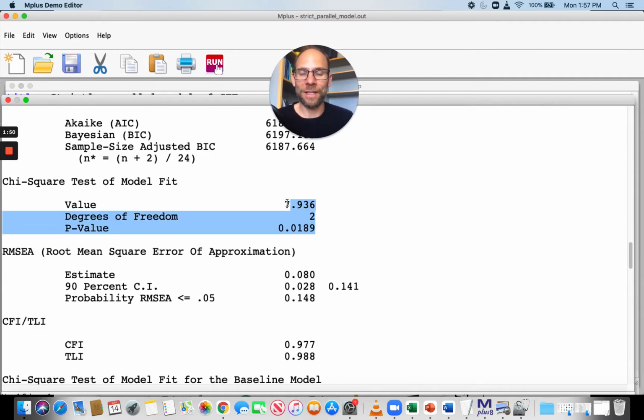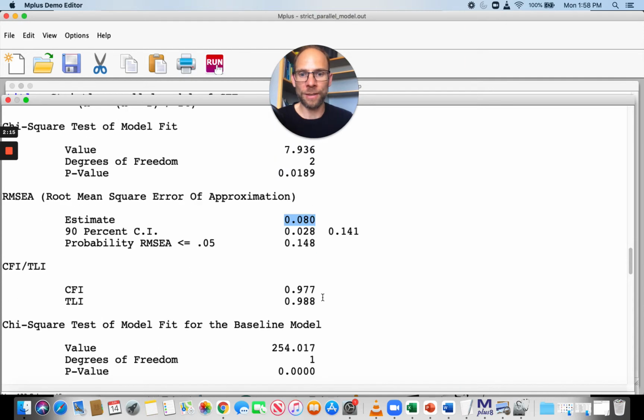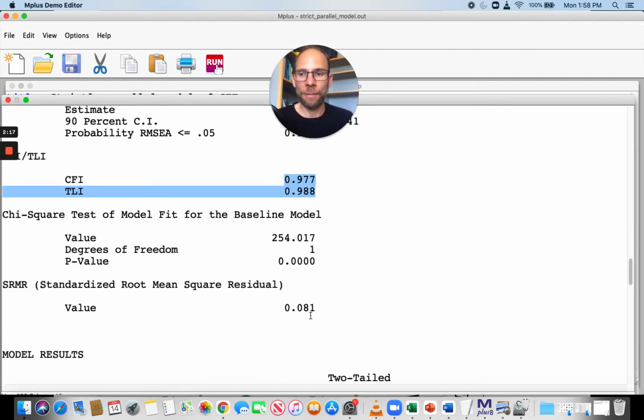So the chi-square for this model is statistically significant. The model is rejected. The p-value is 0.0189, so that's smaller than a common alpha level of 0.05, so the model is rejected. Also, fans of approximate fit indices will find that the RMSEA is also a bit high, so that might be difficult to justify even if you don't believe in the chi-square so much. CFI and TLI look okay, but the SRMR is also a bit high. We want it to be usually around 0.05, and so this model doesn't really fit so well.